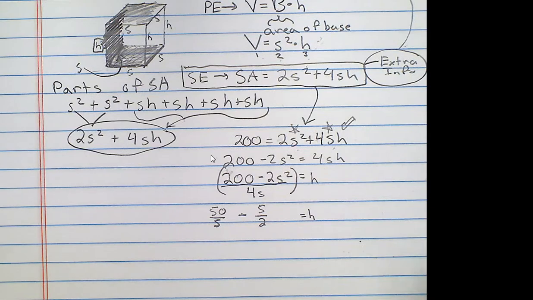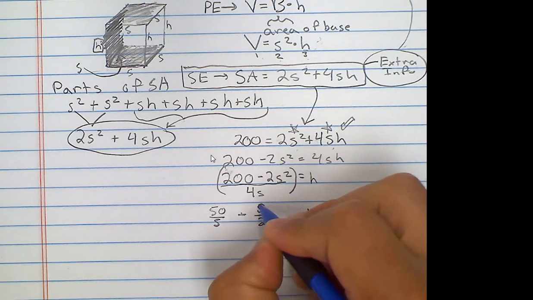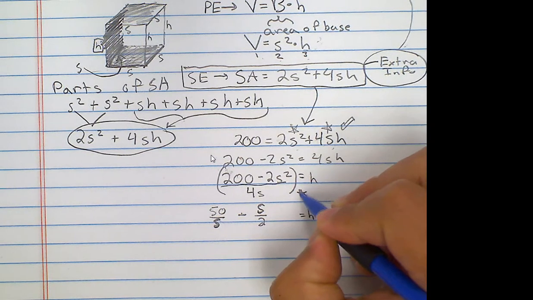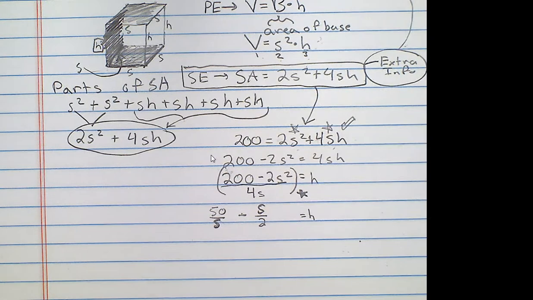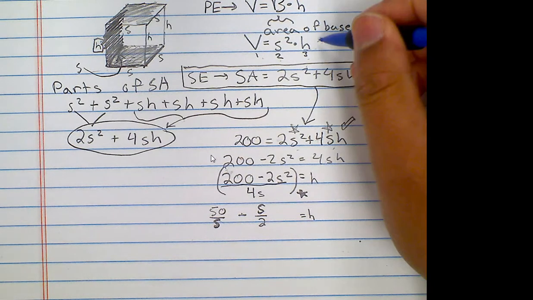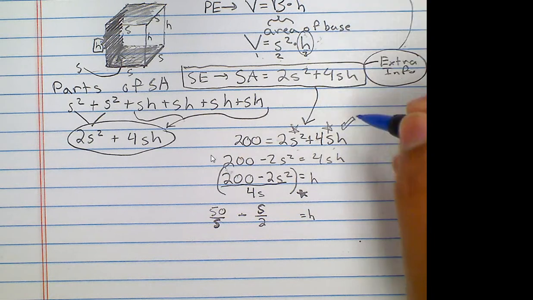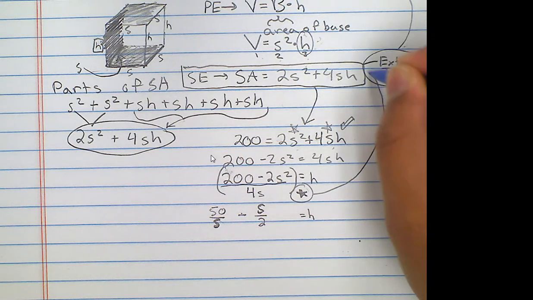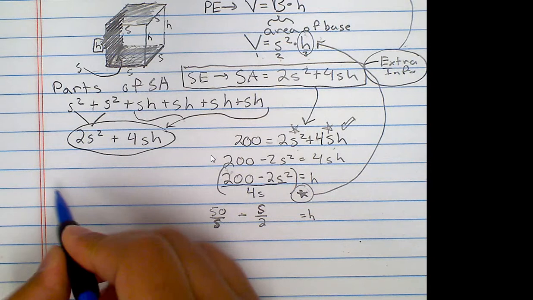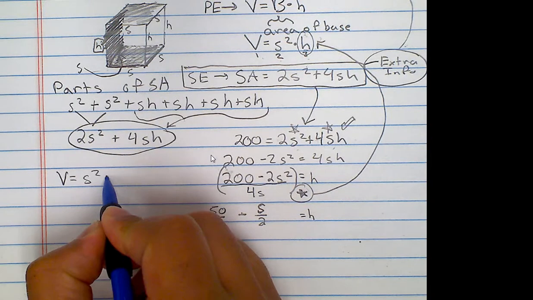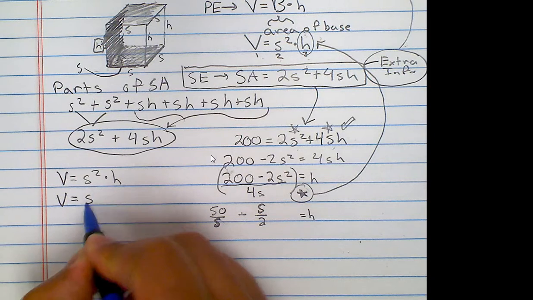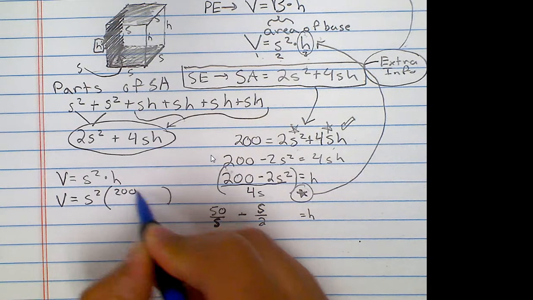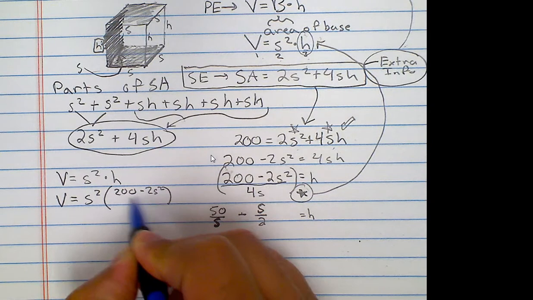We can see what happens. Alright. Actually, I'm going to use this one. We'll see what happens. Now, what did I do this for? I did this so I could get rid of H, and I'm going to substitute this value that I have starred in for H, right there. So I'm going to take volume. Volume equals s squared times H, and now it's going to become volume equals s squared times parentheses. I'm going to use that big fraction, 200 minus 2s squared all over 4s.